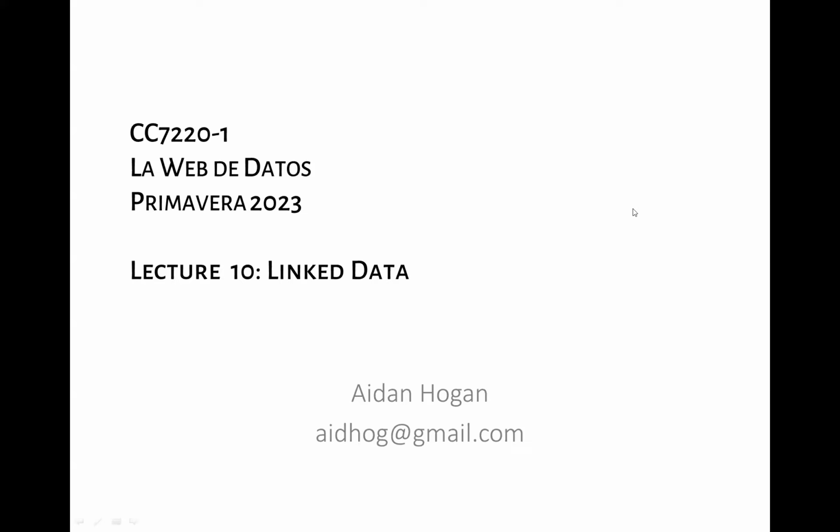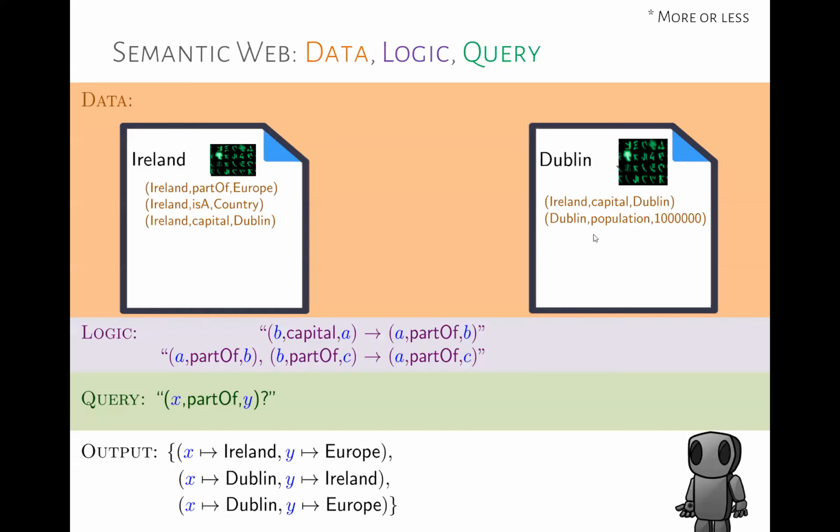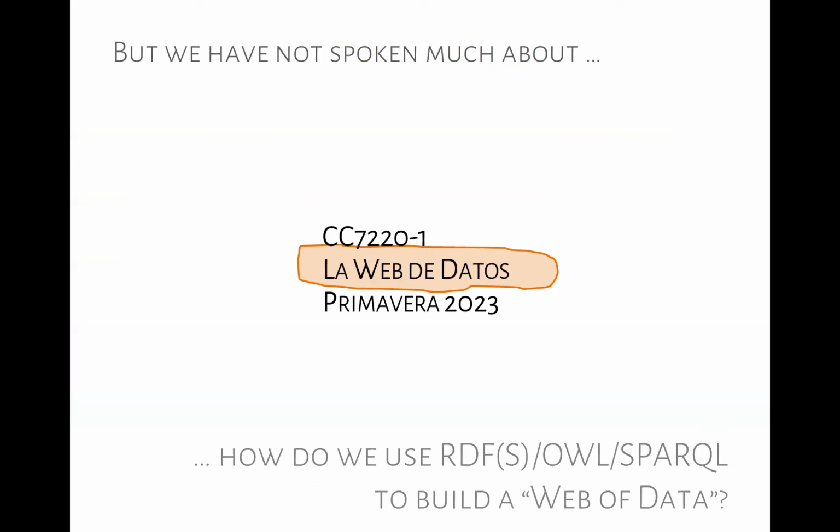So linked data. What have we left to discuss? We've already discussed in the semantic web architecture data, which is RDF, logic, which is RDFS and OWL, queries, which is SPARQL, and last time we also spoke about validation on the data level. There's one part that we've not really seen that much of. Maybe at times we've seen a little bit of it, but it's the web.